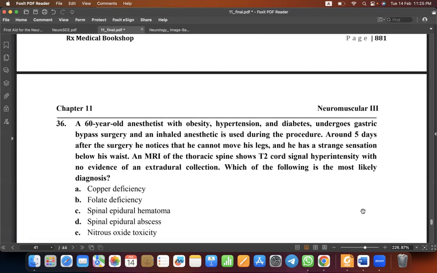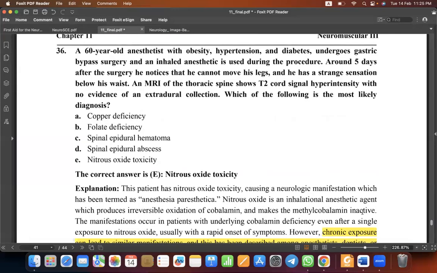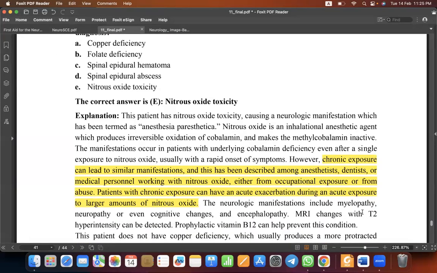We should know nitrous oxide has the propensity to involve B12. So there could be B12 deficiency. Nitrous oxide toxicity could be a possibility here. The patient having nitrous oxide toxicity has neurological manifestations, and it can cause anesthesia paresthetica. Just after the inhalation anesthetic agent, it irreversibly binds to cobalamin and makes the B12 inactive. So the patient is drastically cobalamin deficient, with rapid onset of symptoms.